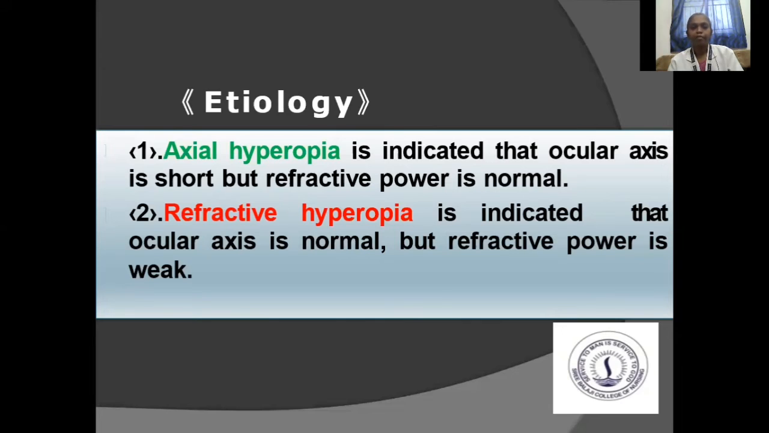In case of axial hyperopia, the refraction is normal, but the ocular axis is too short, that's why the patient won't be able to visualize or perceive things properly. In case of refractive hyperopia, the axis is normal, but refractive power is very weak. So because of this also, the patient won't be able to perceive things properly. So these are the two important causative factors for hypermetropia.